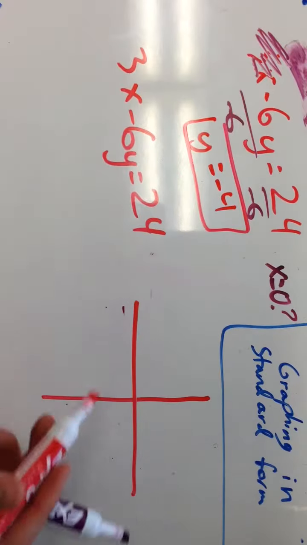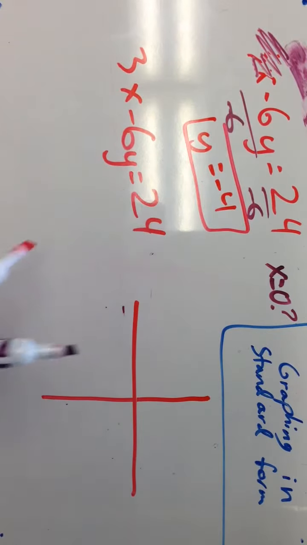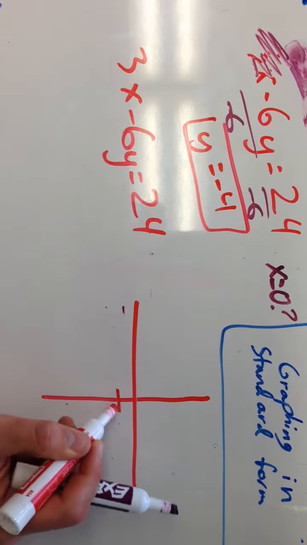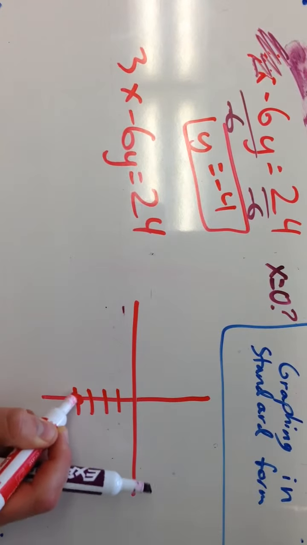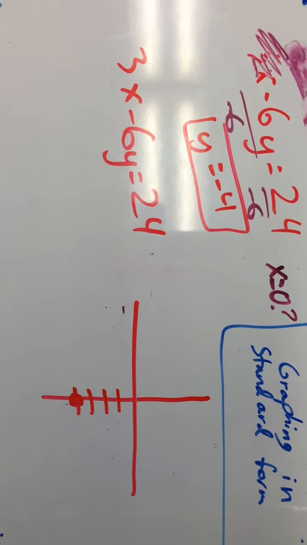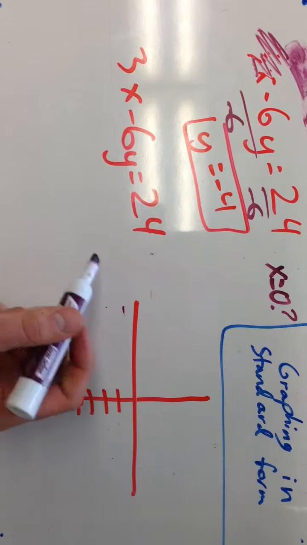So where x equals 0 is going to be my y-intercept, and I just figured out my y-intercept's at -4. So that's down here, 1, 2, 3, 4 in the y direction. I'm going to put a big dot right there. And I'm going to find my second point.